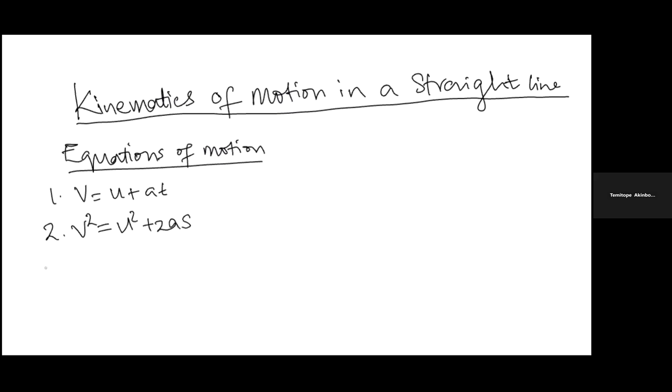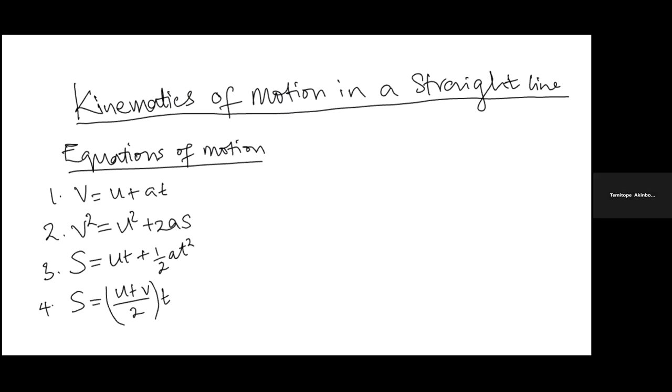Number 3, S equals UT plus half AT squared. Am I right? Then S is also U plus V over 2, times T. Am I right? Yes, sir. Okay. So this is the equation of motion in a straight line.